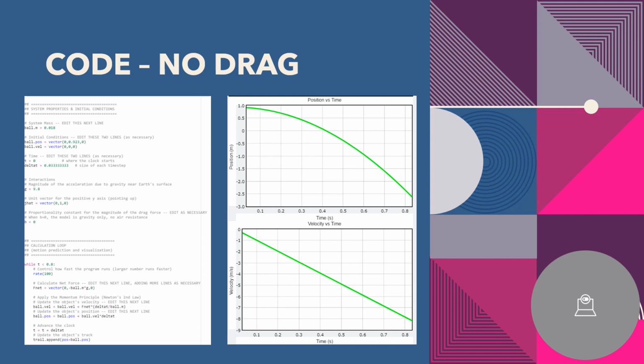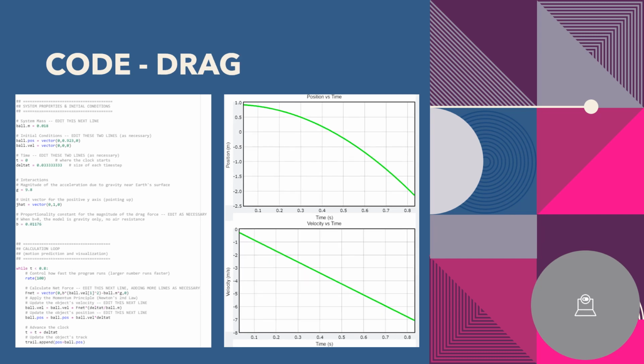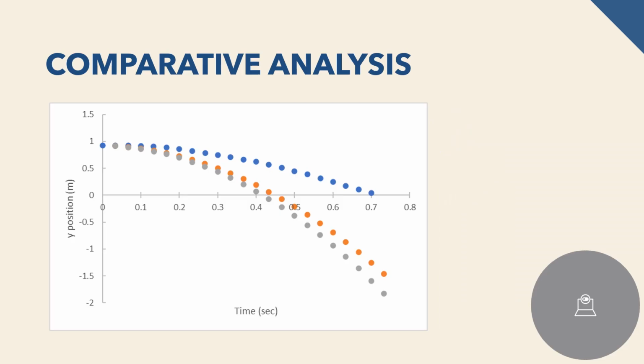Here's the code and the results for the no drag situation, and here is the code and results for the drag situation. So here are the results for my code. The blue line is the data that was measured from the physical tracker data. The orange line is represented from when drag was modeled, and the gray line is measured from when drag was not modeled. As you can see, without drag, the object falls faster than with drag.